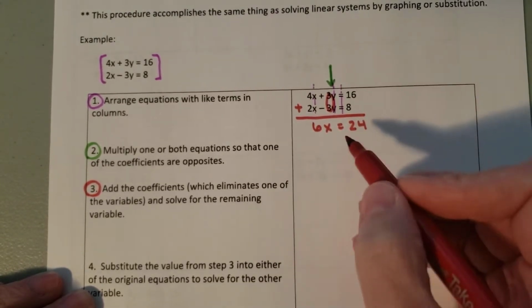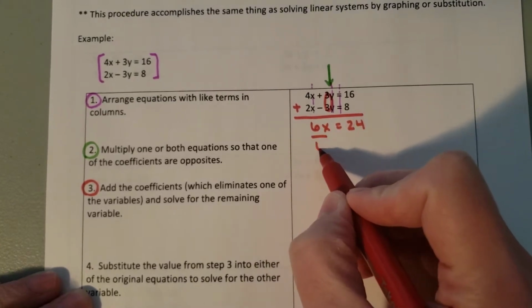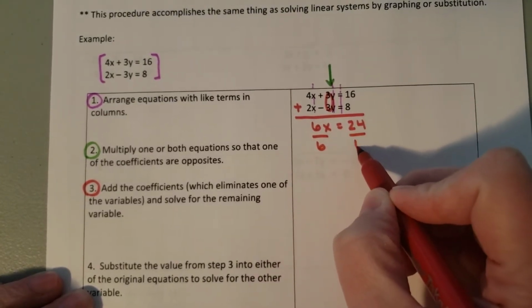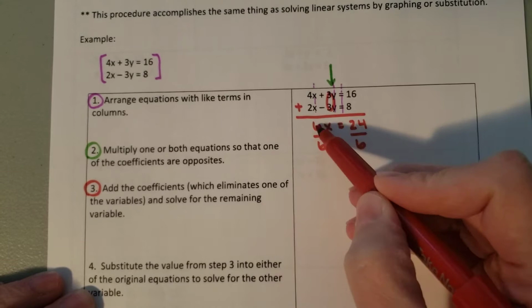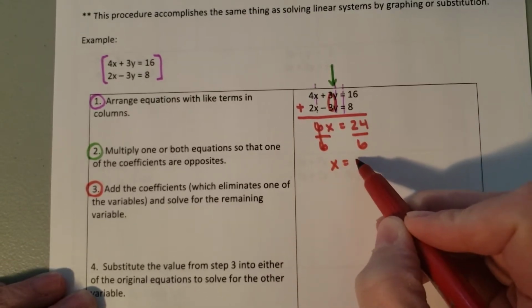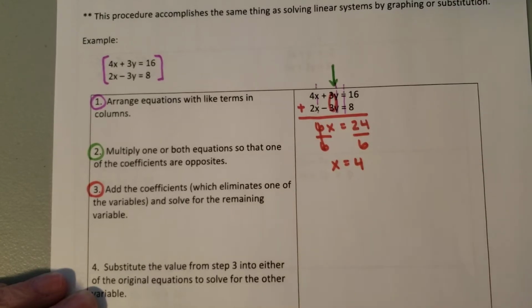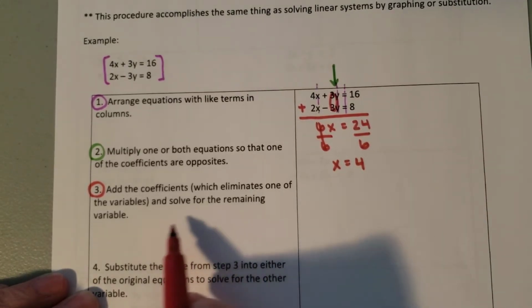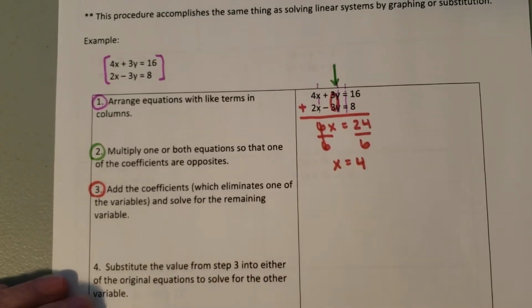And now 6 is being multiplied with x. The reverse of multiplication is division. What I do on one side, I do to the other. 6 over 6 is 1x equals 24 over 6 is 4. So I've now solved for one of the variables.